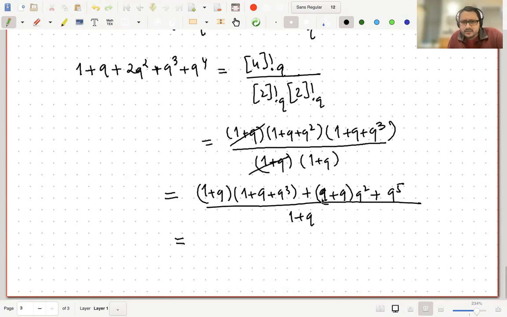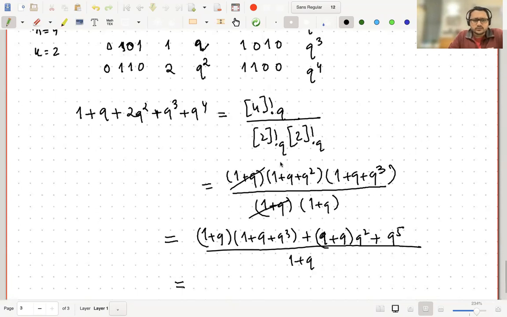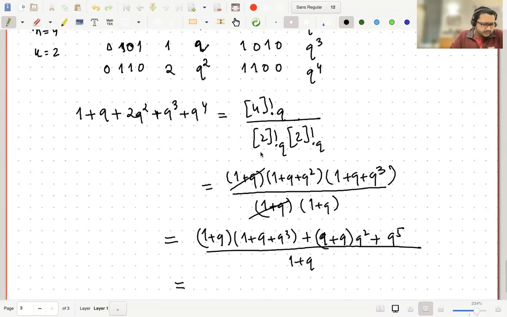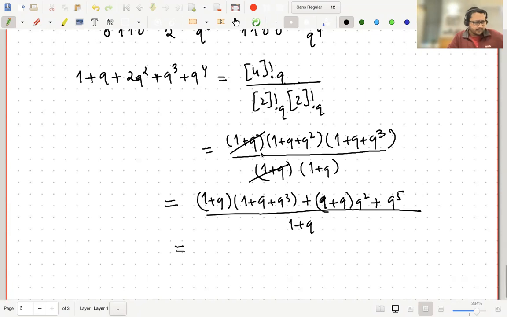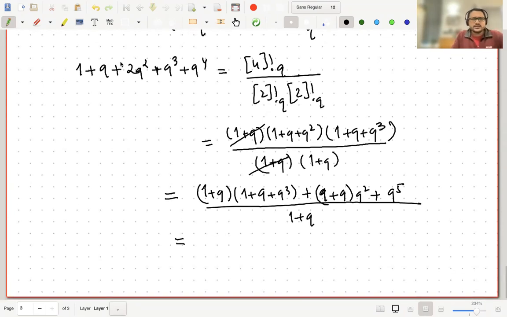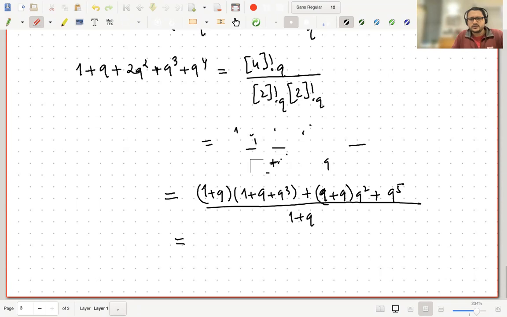Did I make a mistake somewhere? 1 plus q, I'm going to multiply it by this whole quantity. Q square, I'm going to multiply it here. I think there is a mistake that I made, because q5 should not appear. You see what mistake I made? Or maybe it's easier to use the other definition that we have. So let us use that definition.